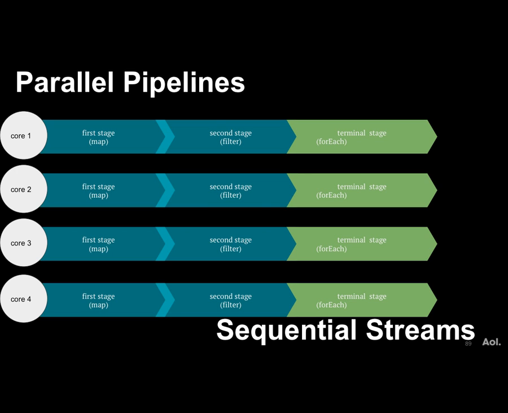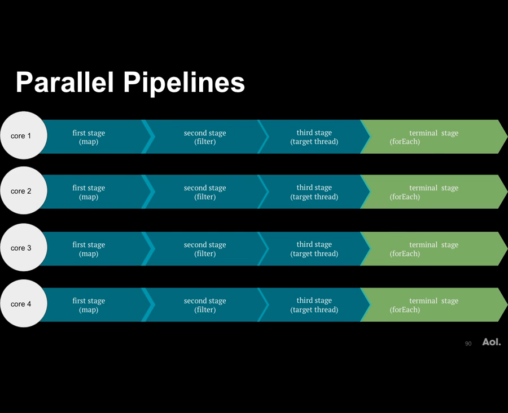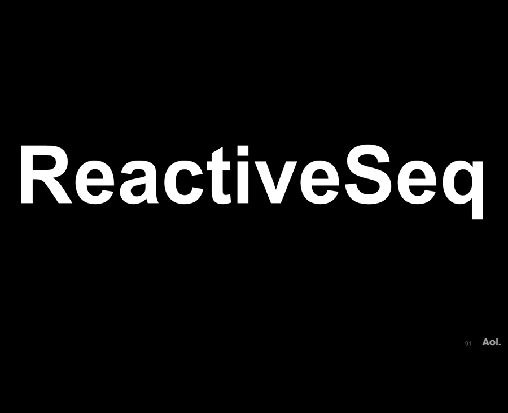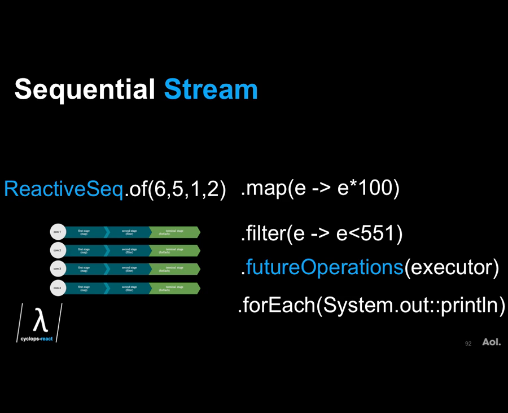If we want to implement something like this, it would help if our extended sequential stream made it easy to distribute the stream across cores. And we could do that by adding an operator that allowed us to target a particular thread. That is our futureOperations operator in the ReactiveSeq type. So let's take a look at some code. We can take the stream code that we had before with the values 6, 5, 1, 2, and then we can use the futureOperations operator to have that stream target a particular thread. And this is one way of implementing that parallel execution of sequential streams.